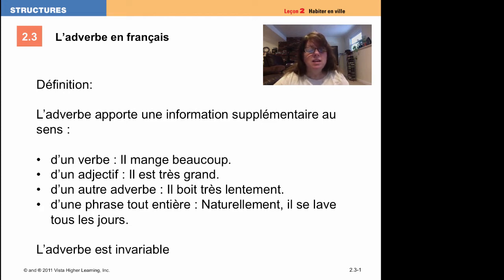Today we're going to study adverbs in French. Définition de l'adverbe. L'adverbe apporte une information supplémentaire au sens d'un verbe.